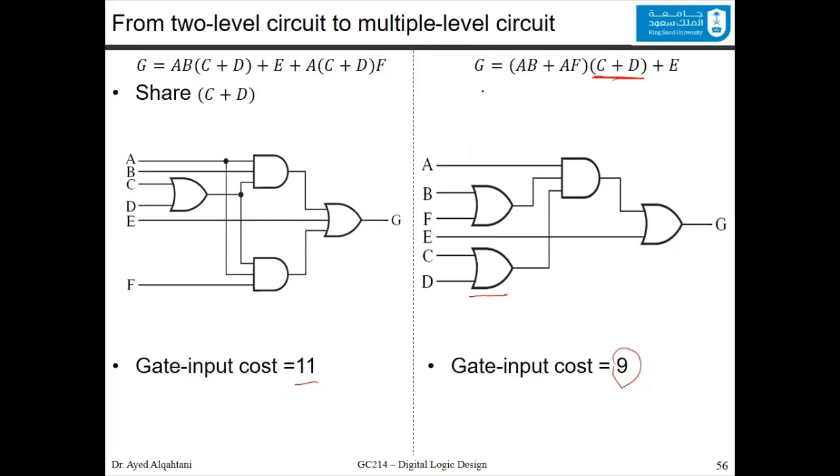You would say that G is equal to, you take the common factor A, and you will end up with B or F, C or D, or E. So now we have C or D here, and then we have B or F over here. And you add those three together by having this AND, A and the output of the first OR and the second OR. And after this, you OR it with E. And the cost will be reduced.